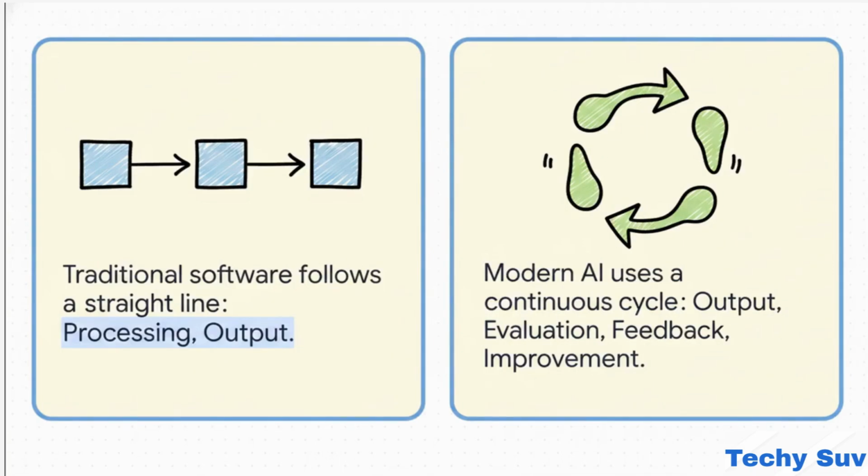To really wrap our heads around this, let's look at a pretty sharp contrast. Think about traditional software. It operates in a super straight line. It takes an input, processes it, and gives you an output. Boom, done. Its behavior literally does not change unless human developers go in and manually rewrite the code. But modern AI is an entirely different beast. It functions much more like a living, breathing system. It constantly cycles through output, evaluation, feedback, and improvement. It doesn't just blindly execute commands, it metabolizes information to survive and get just a little bit better at its job with every single interaction.